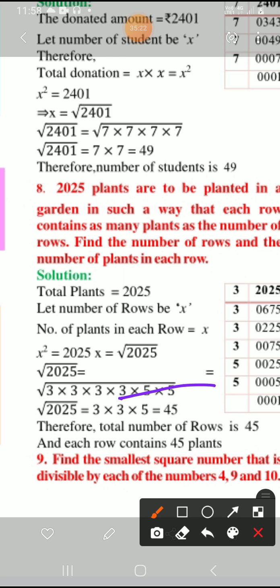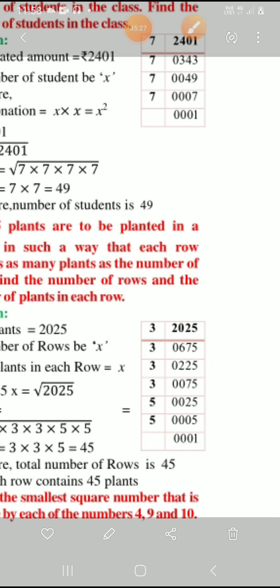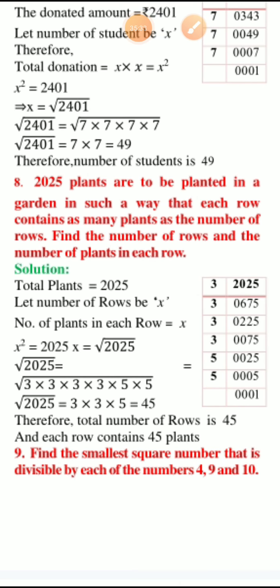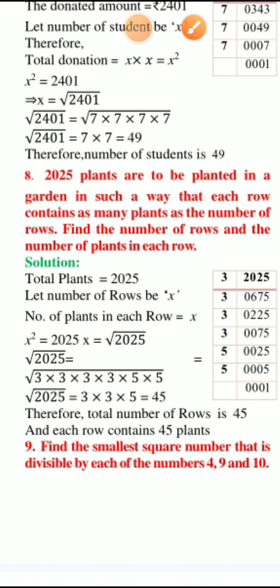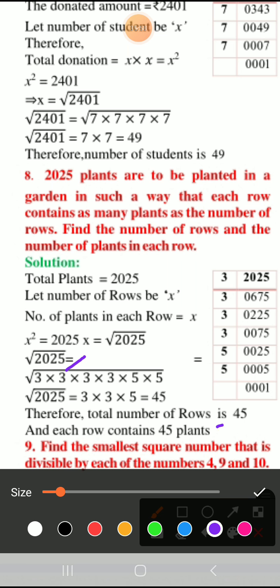So here we have solved it, look at here, 2025 when you solve it in pairs, you can see that it goes with 3, 3, 3, 3, 2 pairs of 3 we got, and again we take 5 as a pair. So the next answer comes as square root of 3 into 3 into 3 into 3 into 5 into 5. In that we need to extract 1 three, 1 three and 1 five, right. So square root of 2025 becomes 3 into 3 into 5, 3 3s are 9 and 9 5s are 45. So the answer comes as 45, correct. So you can finally say that therefore the total number of rows is 45 and each row contains 45 plants.